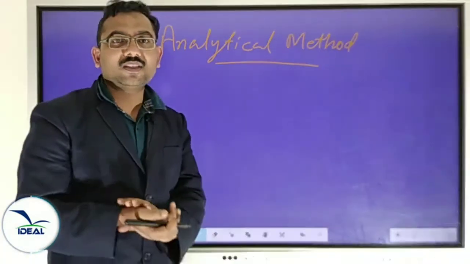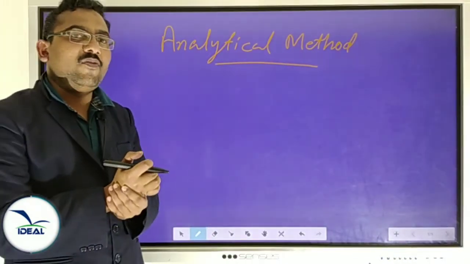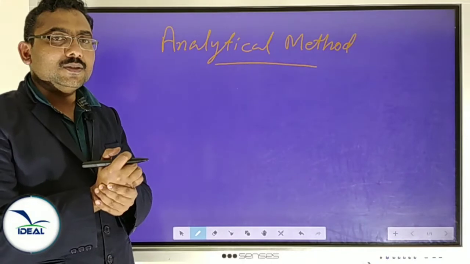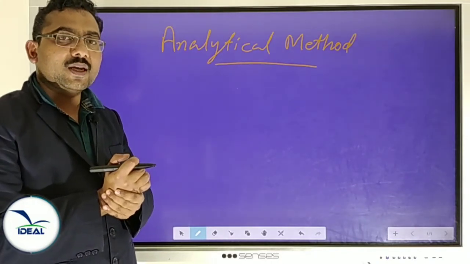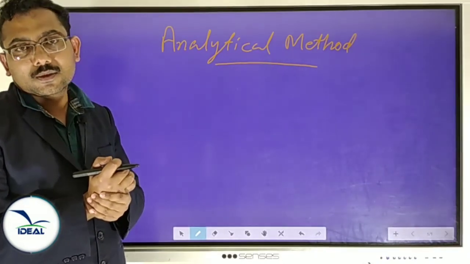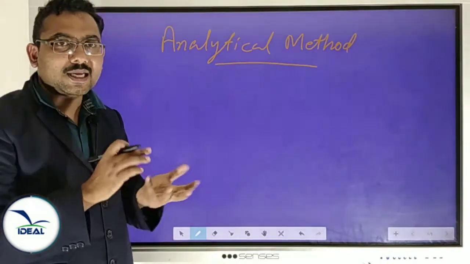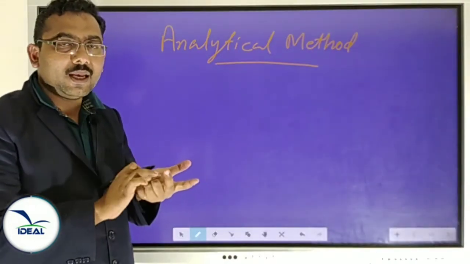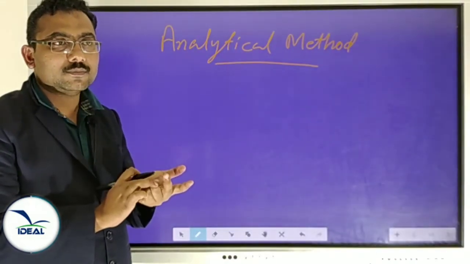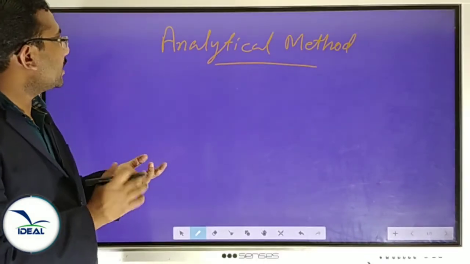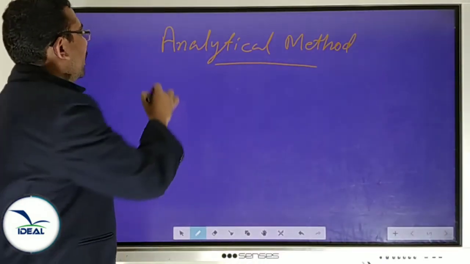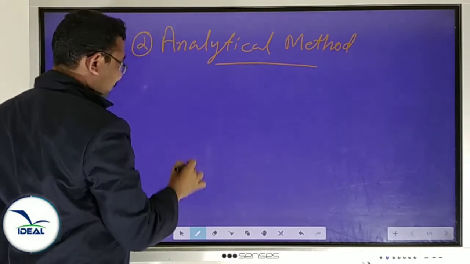In last class we studied the addition of vectors. There are two methods to add two vectors. What are the methods? Yes, graphical method and analytical method. Now we are discussing the second method, analytical method.